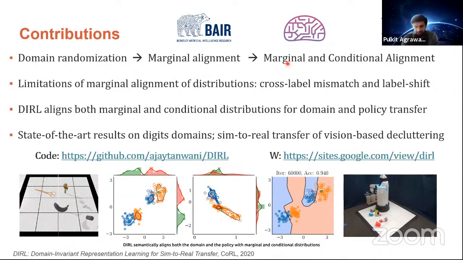Okay, I have one more question. So did you apply DIRL just for object detection or for grasping as well in the decluttering task?